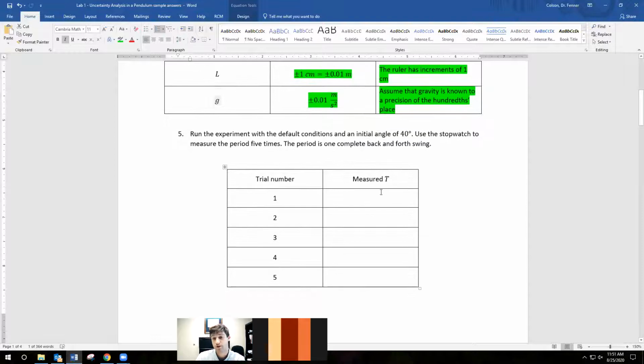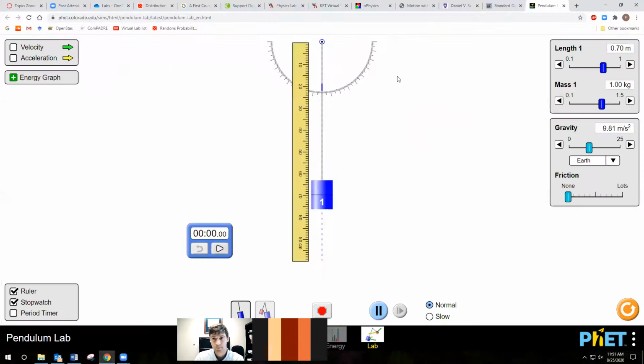But what if we were to measure T experimentally? And that's what you'll do yourself. So a reminder, I'm using a different length than what you are prompted to do in the lab. You'll be doing a length of 80 centimeters, or 0.8 meters, rather than 0.7.